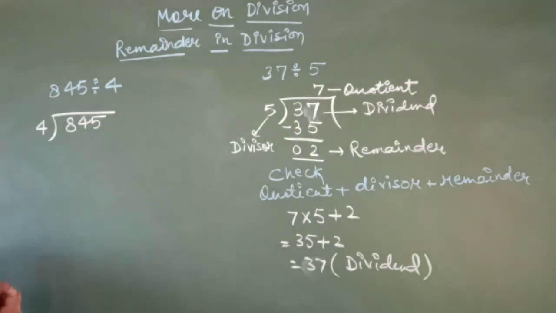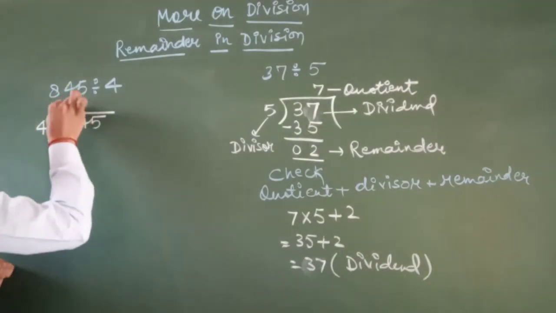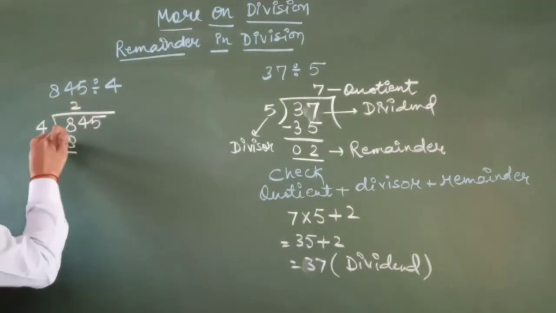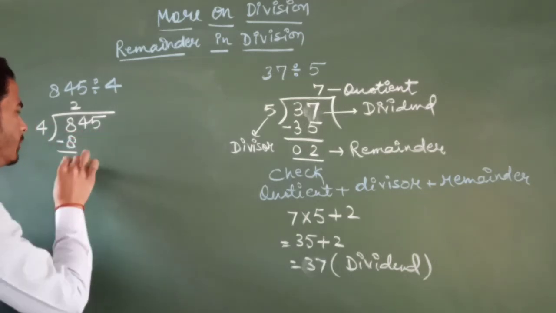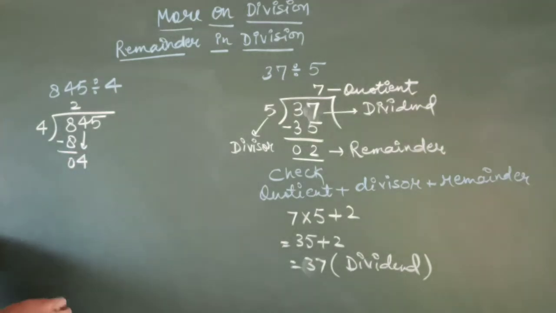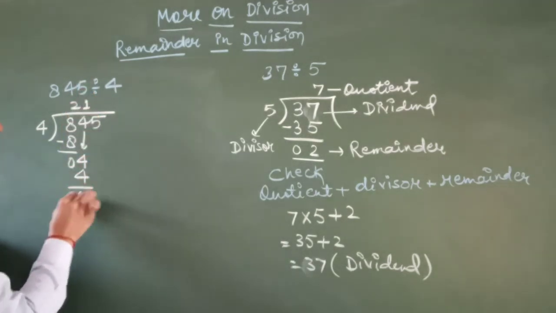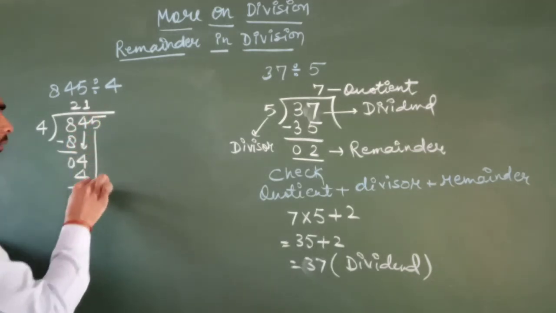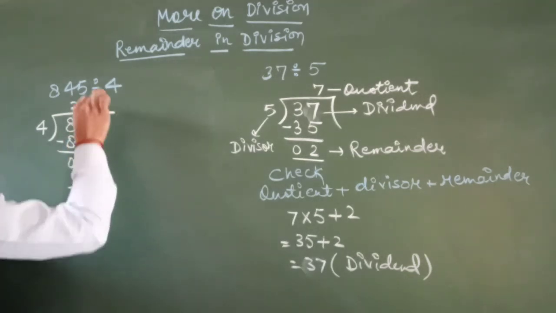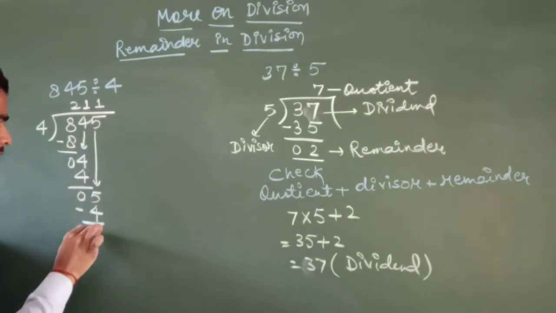Firstly, we have to read the table up to 8. 4 1s are 4, 4 2s are 8. That will be 2 and here will be 8. 8 minus 8 becomes 0 and the next digit is 4. We write here 4. Now 4 1s are 4, that is 0, and now we write here 5. And now 4 1s are 4 and 5 minus 4 is 1.